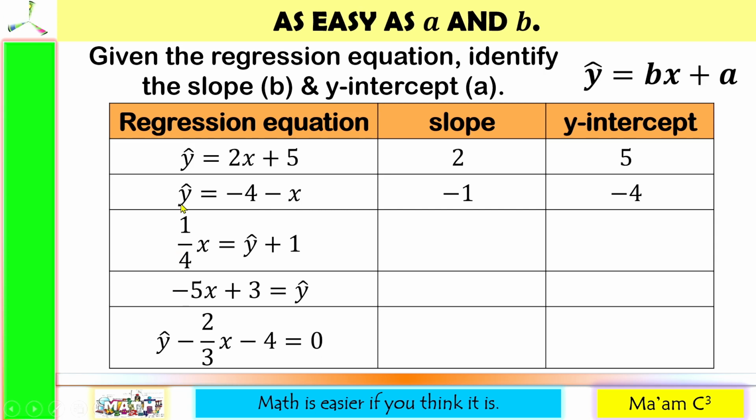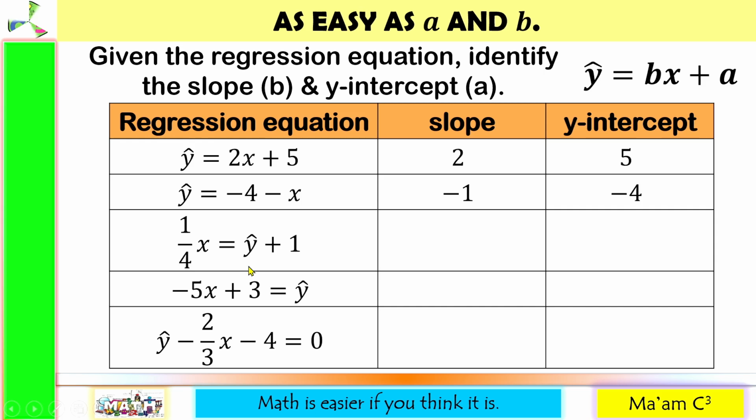Next one, 1/4 of x is equal to y hat plus 1. Y hat here is positive, but it is not isolated. So we are going to move positive 1 to the other side. If that is the case, this will become negative 1 plus 1/4 of x is equal to y hat.